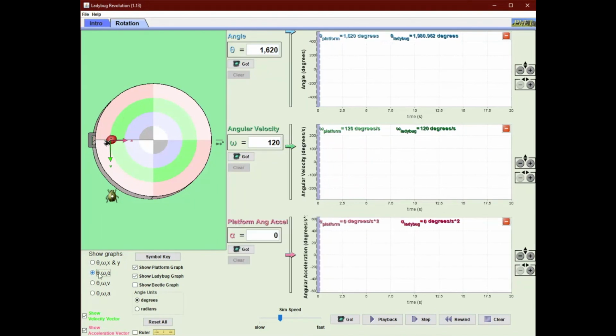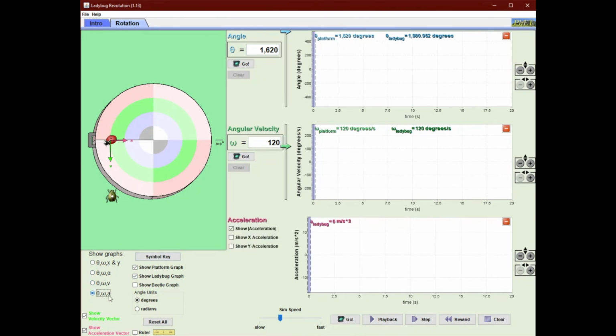Another graph. This is theta, omega, and alpha. Remember, alpha is the angular acceleration. There's a similar one at the bottom that's theta, omega, and a, which is the total acceleration. Don't get those too confused. And there's also one that's theta, omega, and v. And remember that v is the actual velocity, the Cartesian velocity.